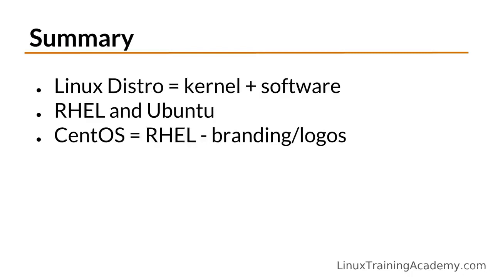To recap, a Linux distribution is the Linux kernel and a collection of software that together create an operating system. The two most popular Linux distributions used in the industry today are Red Hat Enterprise Linux and Ubuntu. If you want to gain Red Hat experience without paying a licensing fee, then use CentOS, as it's really Red Hat with the branding and logos replaced with CentOS branding.